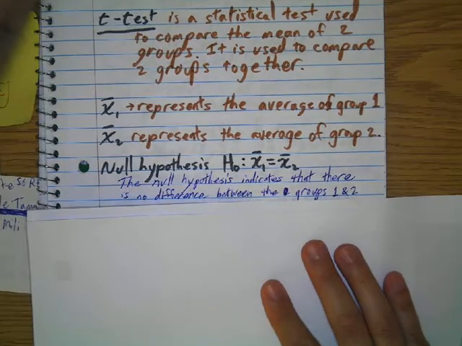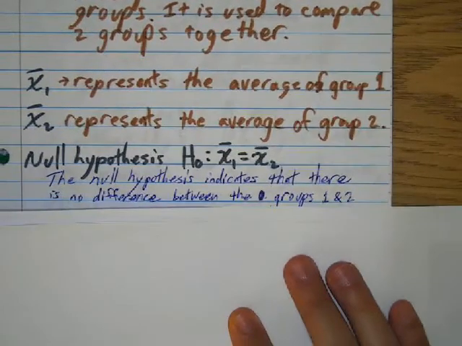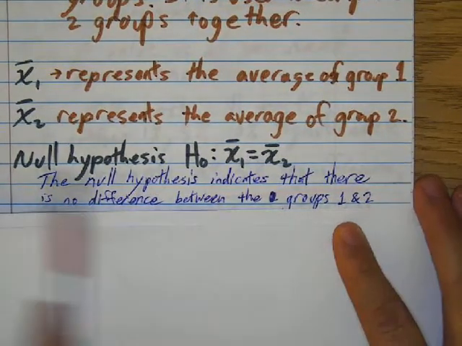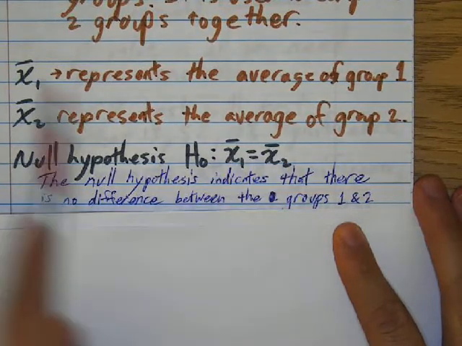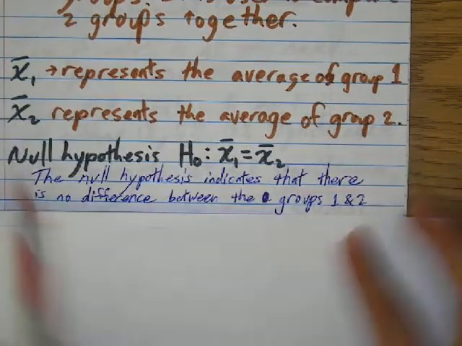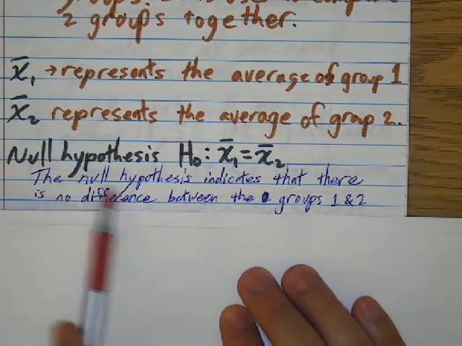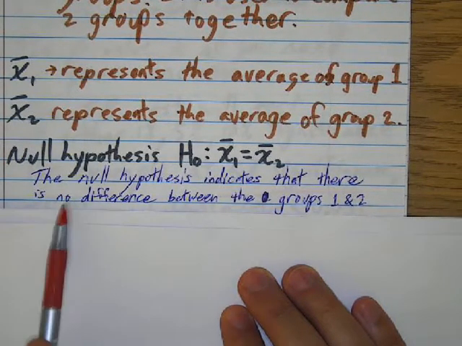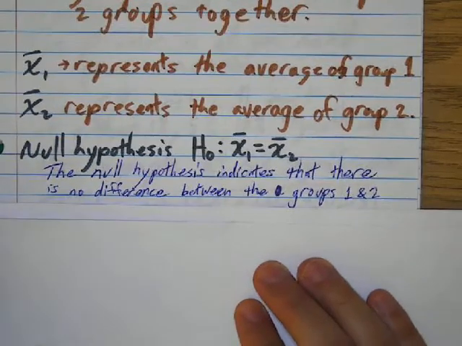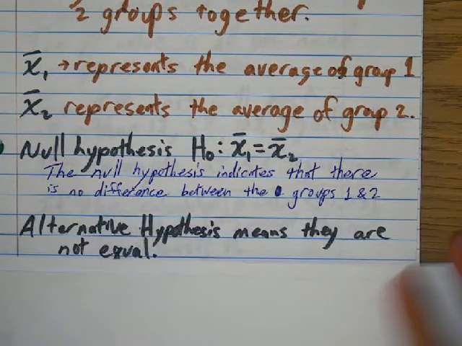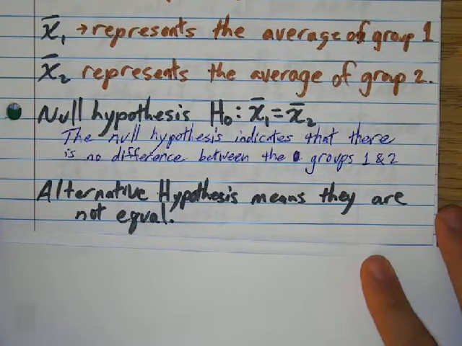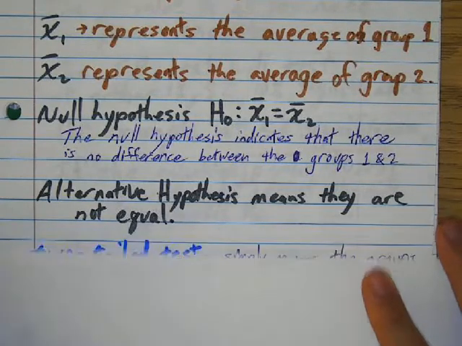Okay, so the null hypothesis is when we find out that the averages of both groups are essentially the same. So the null hypothesis states that there is no difference between group 1 and group 2. And we'll see an example of that in just a minute. The alternative hypothesis states that the different groups are not equal.